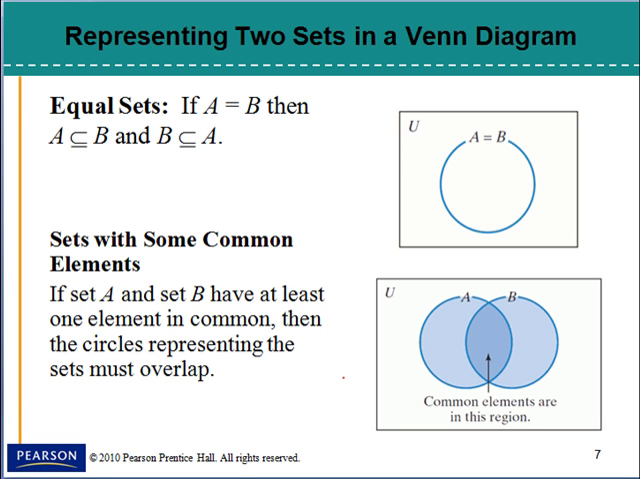Now, using the Venn diagrams, in this case we have an equal set. Equal sets mean that if A equals B, then A is a subset of B, and B is a subset of A, and that is how we describe that A equals B. Now, if we have sets that have a common element, we draw the overlap like that. This area here is the region where we have common elements.